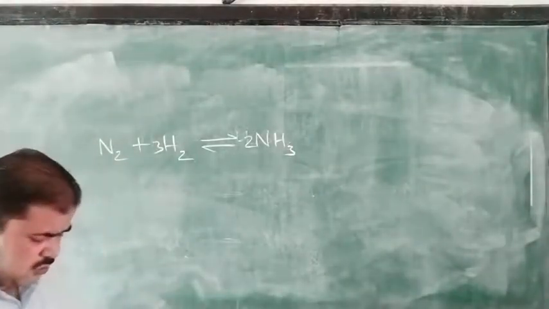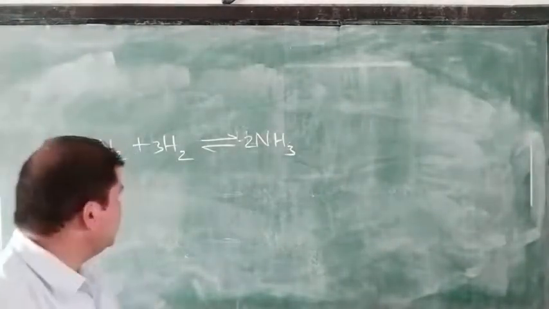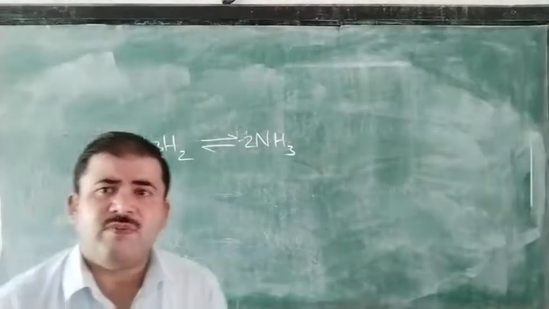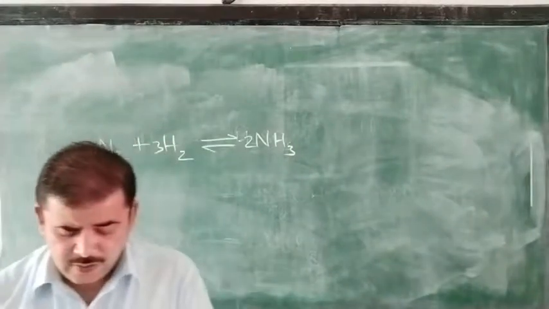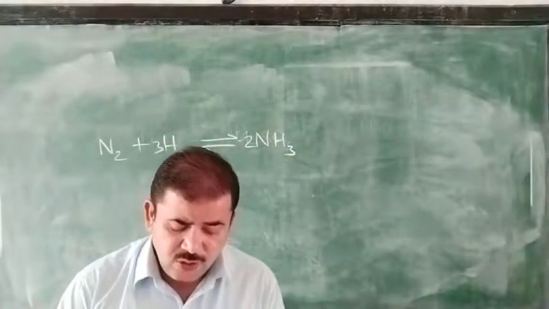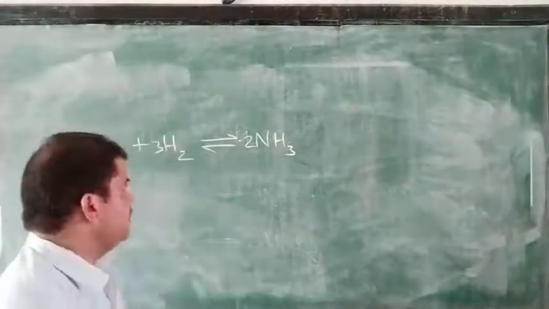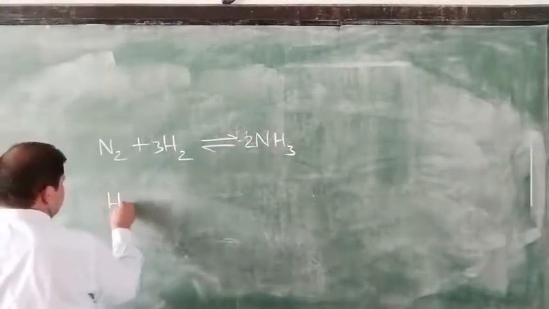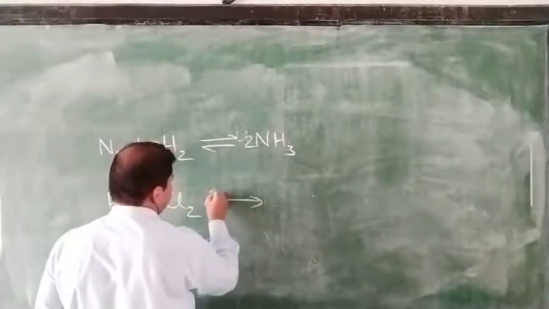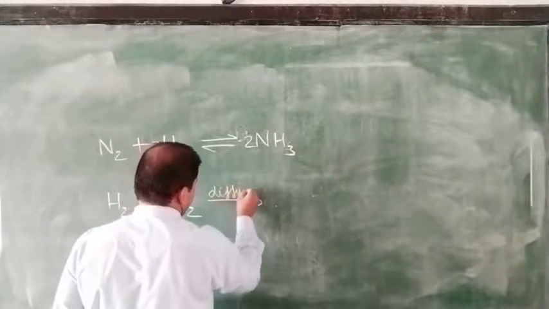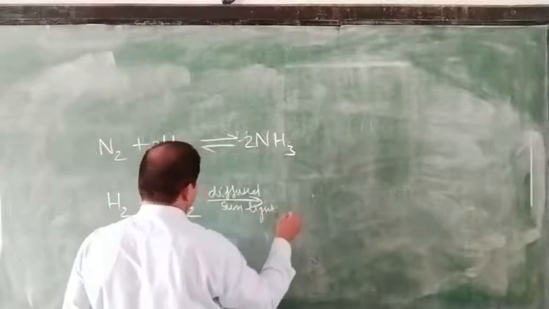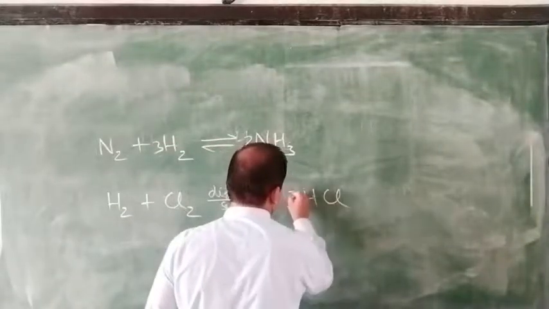So here in question number 10, convert nitrogen to ammonia. Nitrogen reacts with hydrogen, we get ammonia. This is called the Haber process for the manufacture of ammonia. Next, hydrogen to hydrogen chloride. Hydrogen reacts with chlorine, in the presence of diffused sunlight, we get hydrogen chloride.